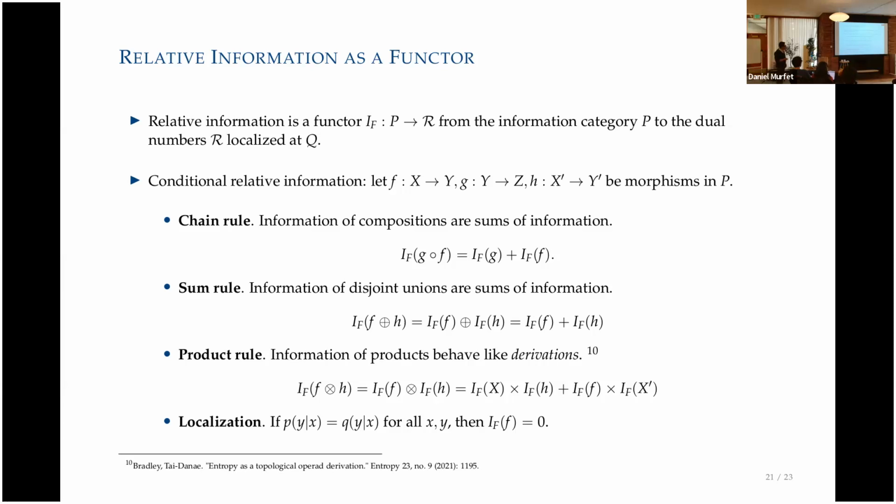We also have a sum rule. So the KL divergence over disjoint unions is the sum of the KL divergence on each of the morphisms. And then the interesting part is this: we have a product of morphisms. Okay, we actually have this rule that the measure on X multiplied by the KL divergence plus the measure on F multiplied by the measure on X prime. So you can think of this as taking, let's say, a convex combination of distributions.